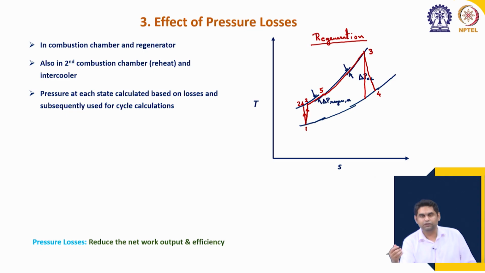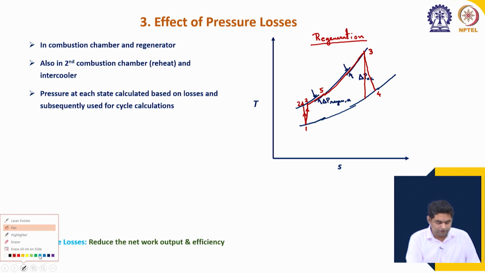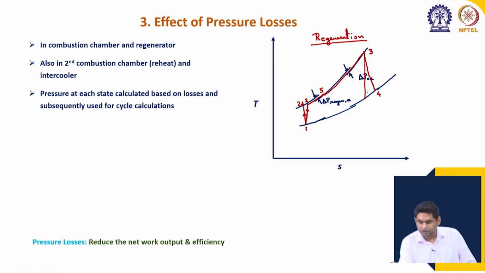The efficiency will get decreased, the work output will get decreased. Now, if there is a regenerator present, even at the gas side there will be pressure losses. So, the process will go something like this.